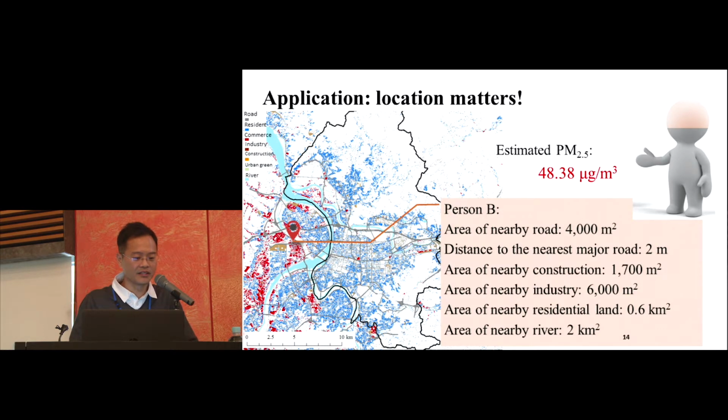So these two extreme examples represent the use of our land use regression models. The land use regression models can represent the spatial variation in the city. This is a very, very important feature in the spatial distribution of PM2.5 concentration.